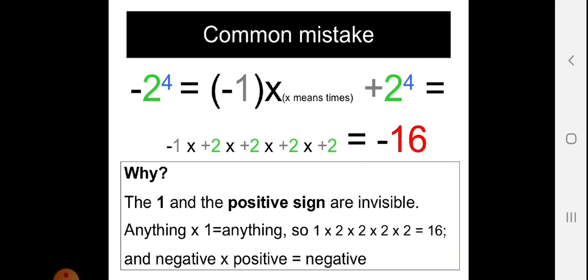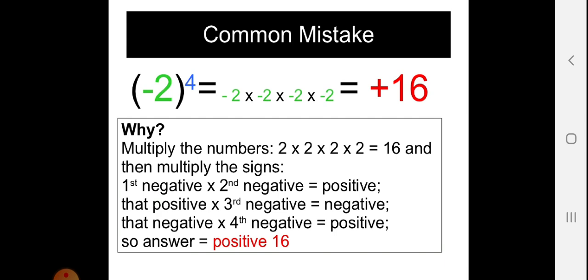Minus 2 raised to 4, that is equal to minus 1 into plus 2 raised to 4. That means here your answer is minus 16, because the negative sign you have taken out. So 2 into 2 into 2 into 2 is 16, and that is again multiplied with minus 1. So your answer is minus 16. But at the same time, if minus 2 is written in the bracket, your answer will become plus 16.